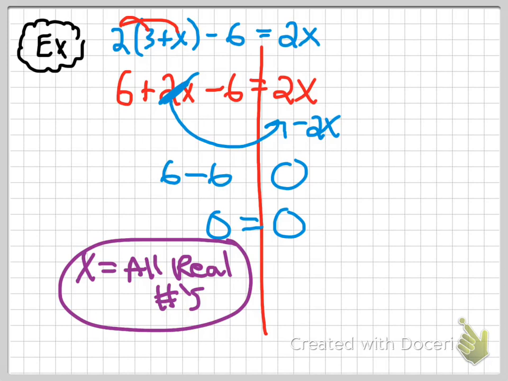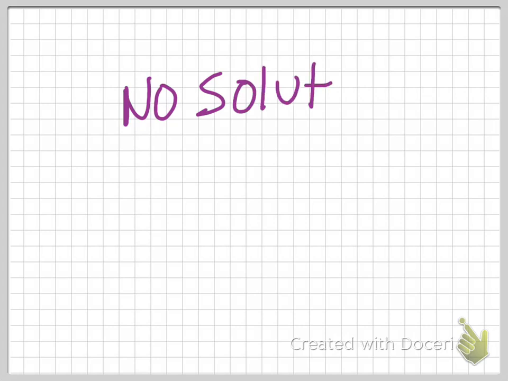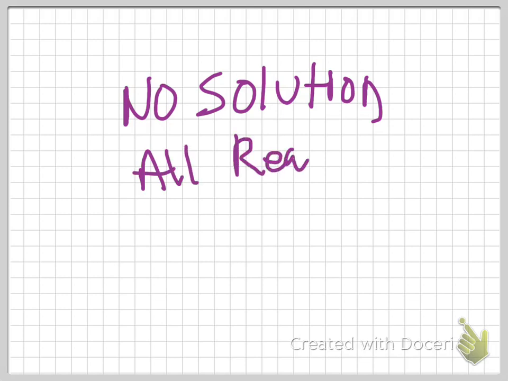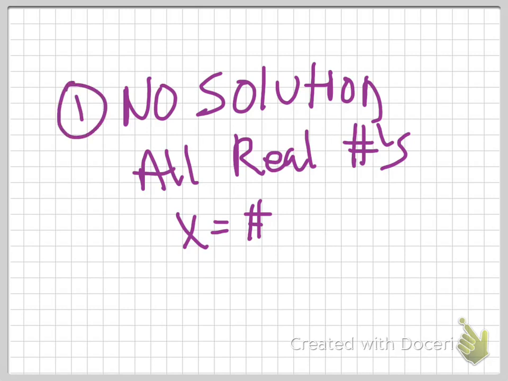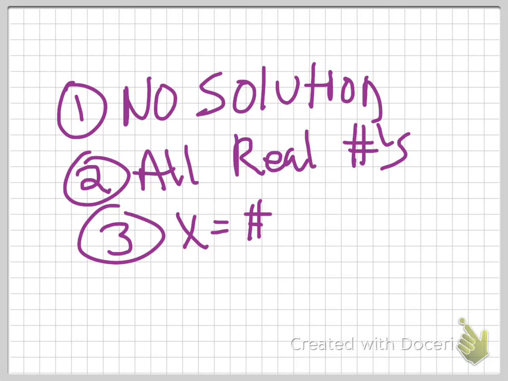Okay, so hopefully you're getting the hang of it. There are 3 types of questions. There's no solution, there's all real numbers, and then there's the most common thing, which is x equals a regular answer, a number. So those are your 3 different things that you can get. And so we're just going to practice this in class a lot until we get it down.